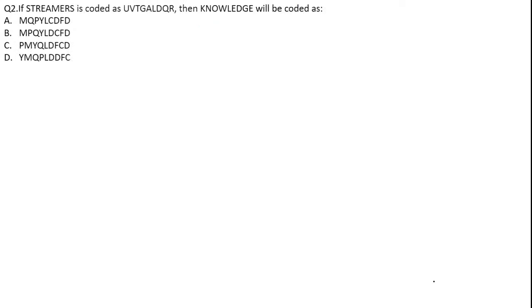Second question is again not a series question but a coding question, but here also we use the alphabetic series. In the second question we are given the string STREAMERS, and it is coded as U, V, T, G, A, L, D, Q and R. Now they have asked how KNOWLEDGE will be coded.